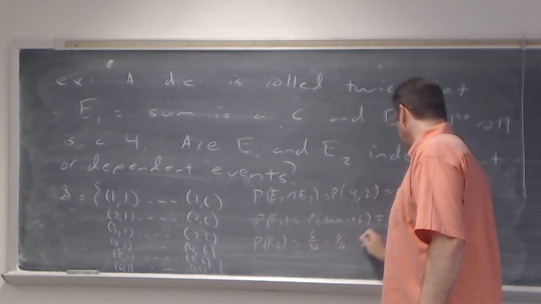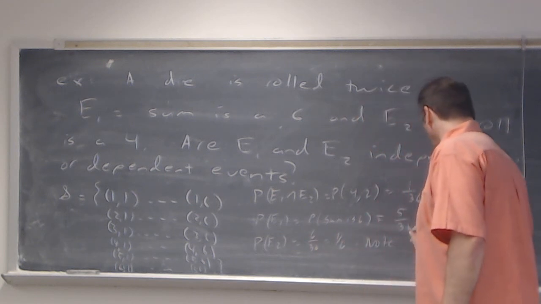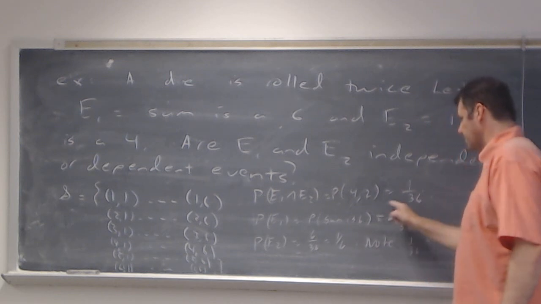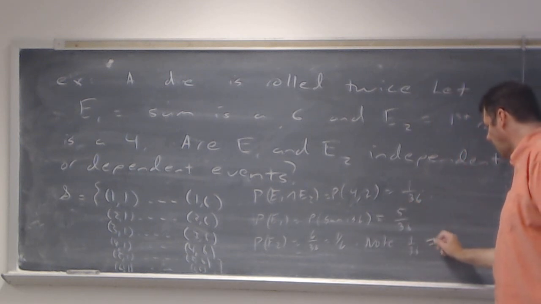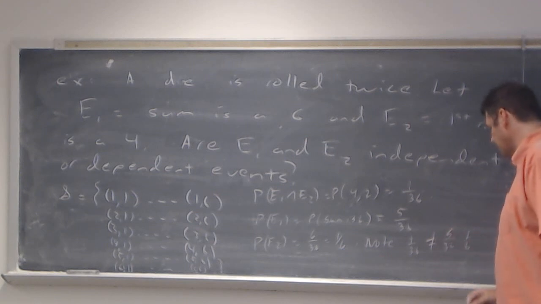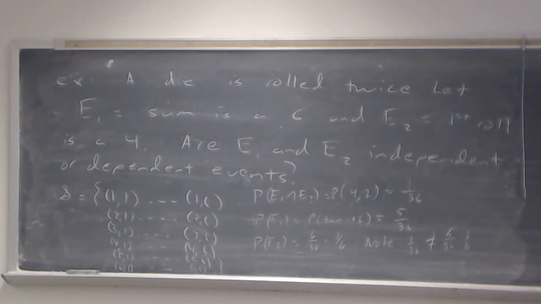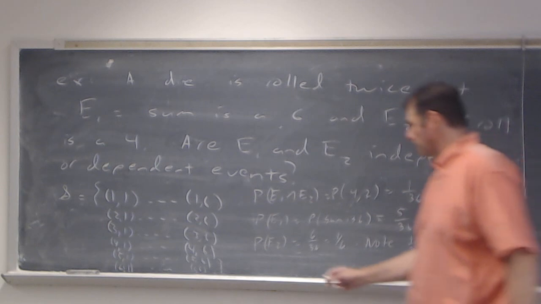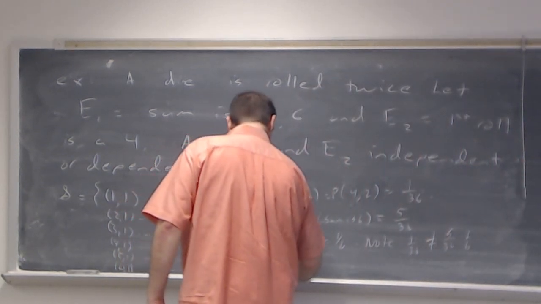1/6. Note, 1 out of 36, the probability of the intersection, does not equal 5 out of 36 times 1 out of 6. It's not equal to it. They're not the same. So these events are dependent.